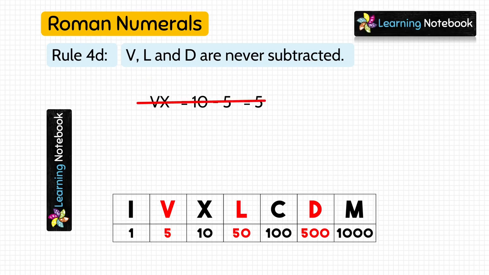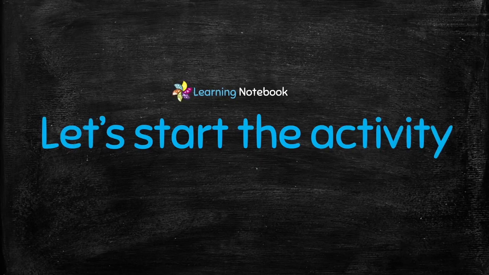So students, these are the four rules of Roman numerals. On the basis of these rules only, we will make Roman numerals from 1 to 1000. So let's start with our activity.